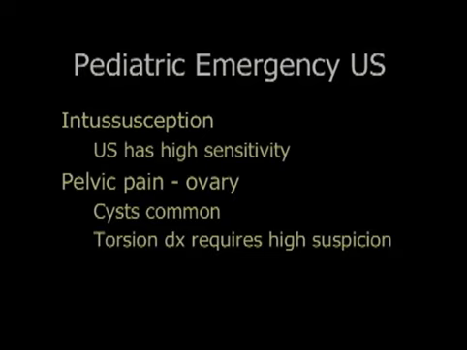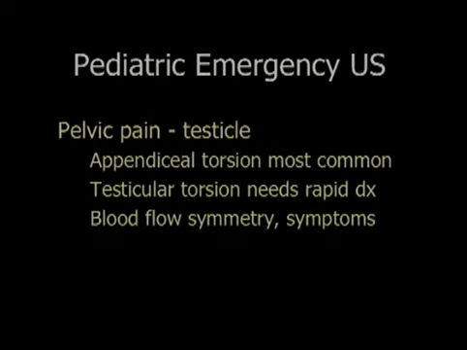Cysts are very common. Torsion is what we are really worried about many of the times, and requires a high index of suspicion. Remember that Dopplerable waveforms are not completely reliable, and look at the difference between the two sizes of the ovaries. For testicular pain, remember that testicular torsion is not the most common thing, but it needs a rapid diagnosis, which is why we are called to image quite frequently. Appendiceal torsion is the most common diagnosis. Look at blood flow symmetry and consider the symptoms of the child when making your diagnosis.